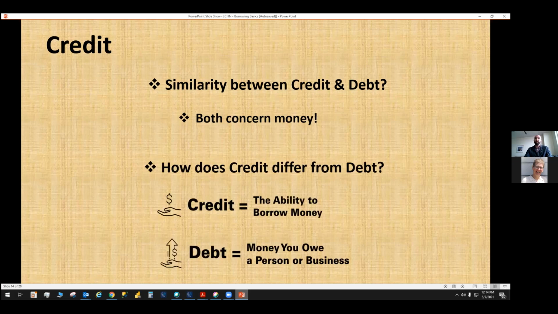How does credit differ from debt? Credit is the ability to borrow money, or in the event that we're talking about a credit card, your credit limit is the $1,000. That's the credit that the creditor has extended to you. There's a lot of credits in there. But it's important to understand that credit is how much money you have the ability to borrow, and debt is the actual money that you owe, that you have to return to the person or business that you borrowed from.